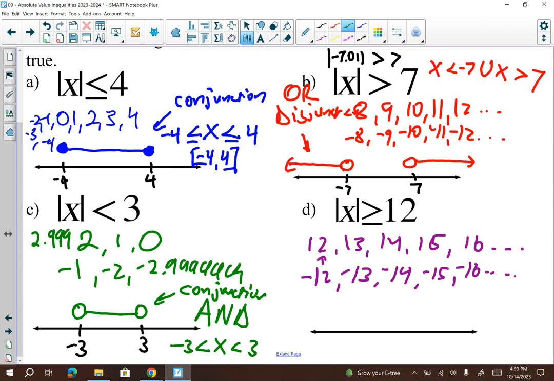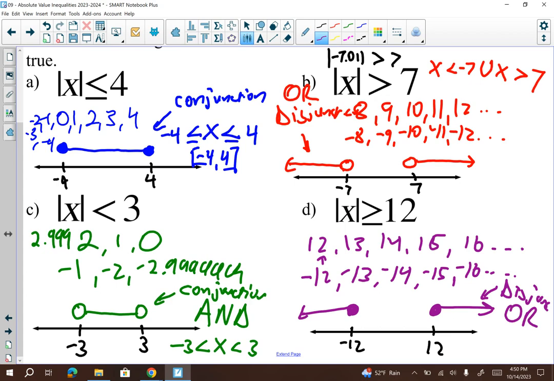And then we have d. Okay, so we've got all our real numbers, on our number line, sorry, not in between -12 and +12, greater than or equal to +12, and less than or equal to -12. So here we get another disjunction or another OR inequality, which we can model as x is less than or equal to -12, or x is greater than or equal to 12.